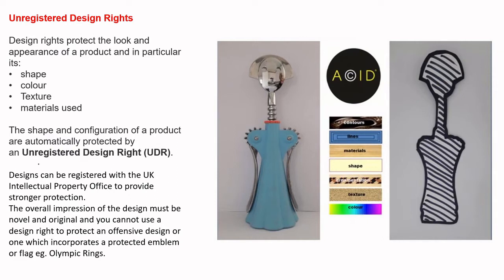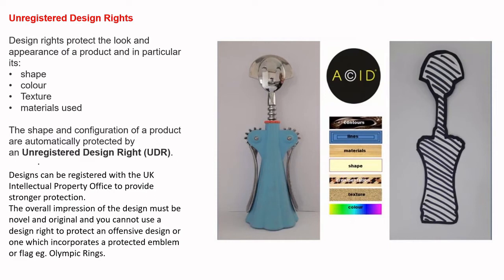Obviously, what you can't do is say, I'm copyrighting the colour orange, because that's ridiculous. But if you take someone like McDonald's with that yellow M, that particular shade of yellow will be protected. Same with Cadbury's purple. You can't just say I'm claiming that entire colour and then sue anyone who uses it, because that's not how it works. But you can protect particular colours and shapes. The shape and configuration of the product are automatically protected by unregistered design rights.